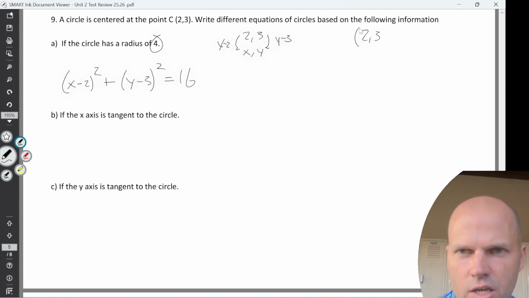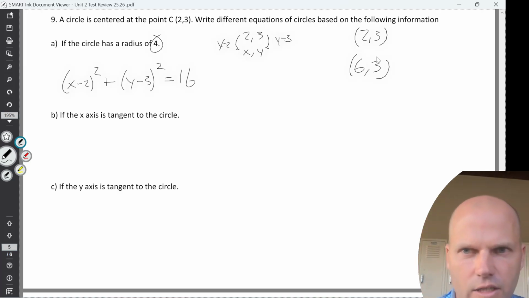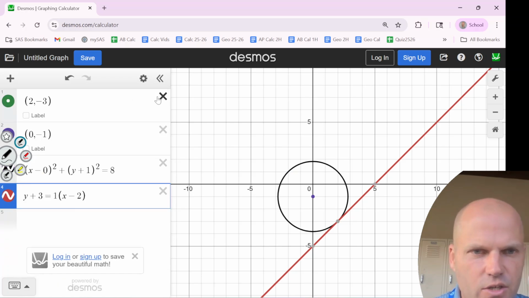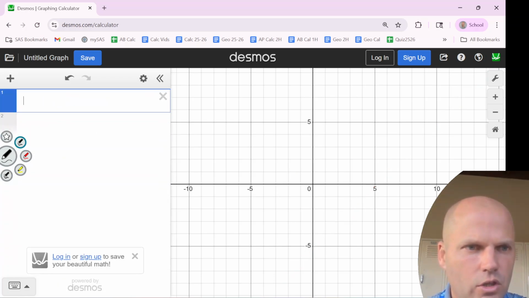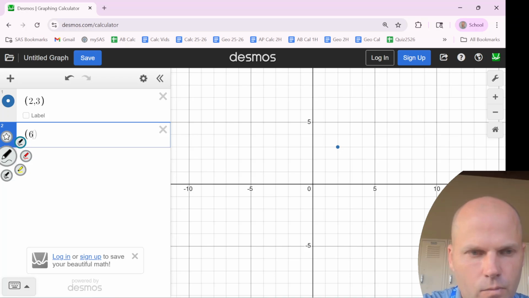If 2, 3 is the center of the circle and the radius is 4, what's an easy point you could find? Well, add 4 to the x or add 4 to the y. Don't add 4 to both, because that's not going to be a distance of 4. But just go up or down, right or left 4. This is an easy way to check. You can look at the point 2, 3. You can look at the point 6, 3.